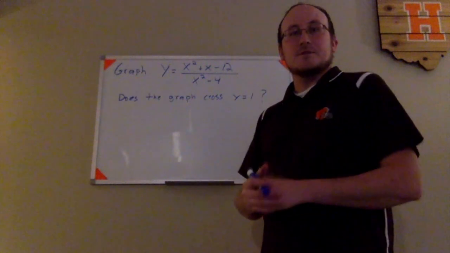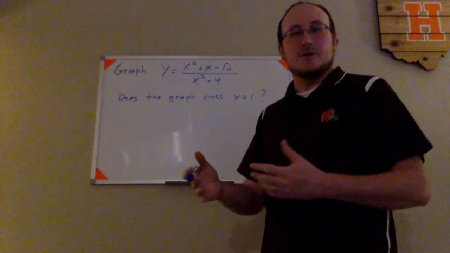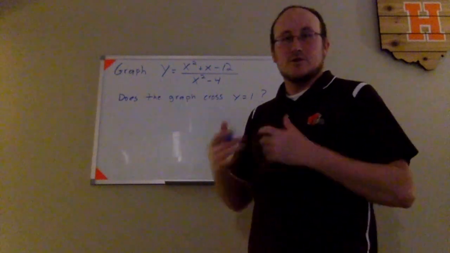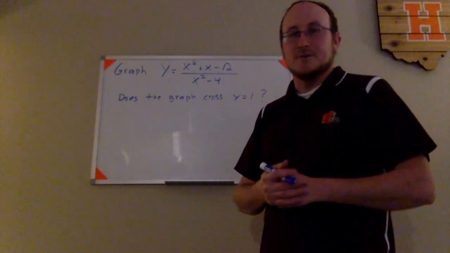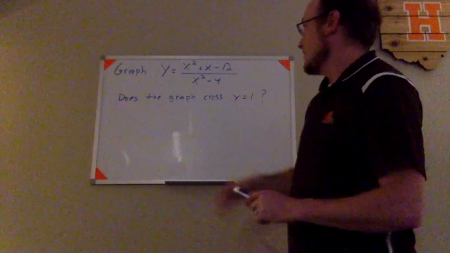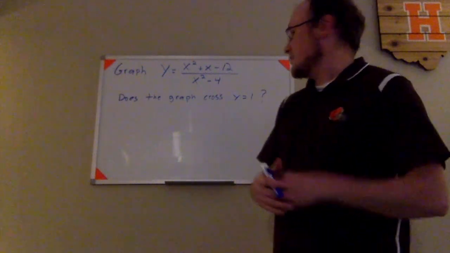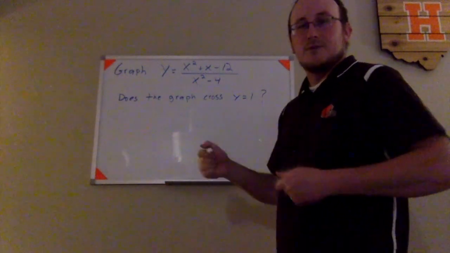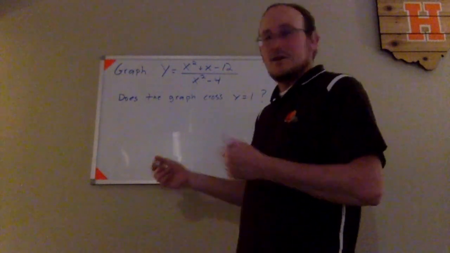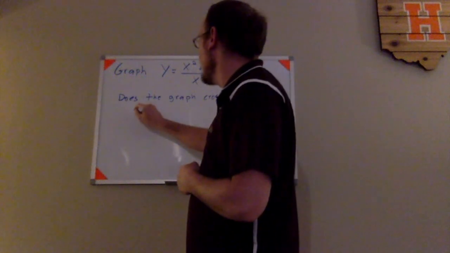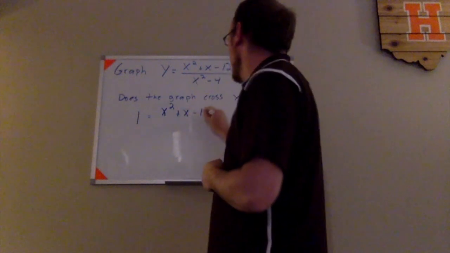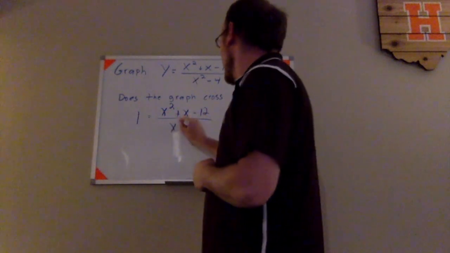So next we want to determine if the graph of this function is going to cross its horizontal asymptote line. The graphs of these rational functions certainly can cross their horizontal asymptotes. They cannot cross vertical asymptotes, but horizontal asymptotes they certainly could. So the question here is, does the graph cross the line y equals 1? And the way we're going to figure that out is we're going to go ahead and plug 1 in for the y, and then try to solve for x and see if we get a solution to that equation. So we have 1 equals x squared plus x minus 12 divided by x squared minus 4.